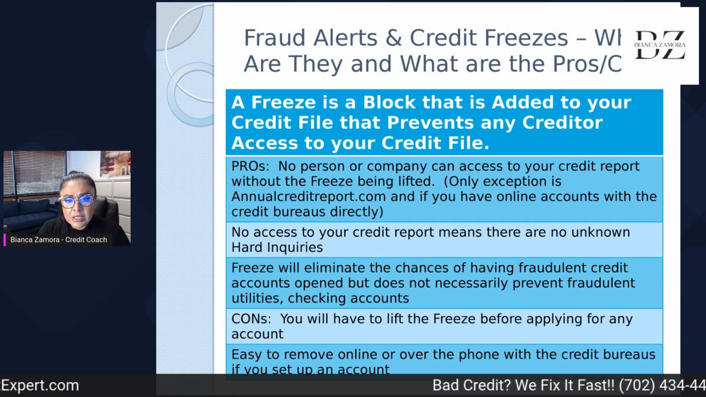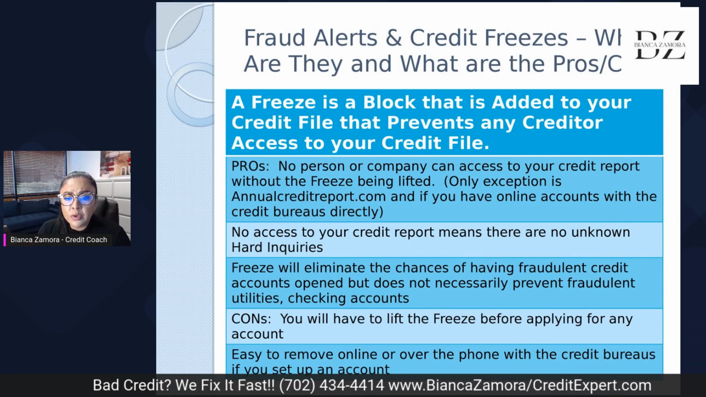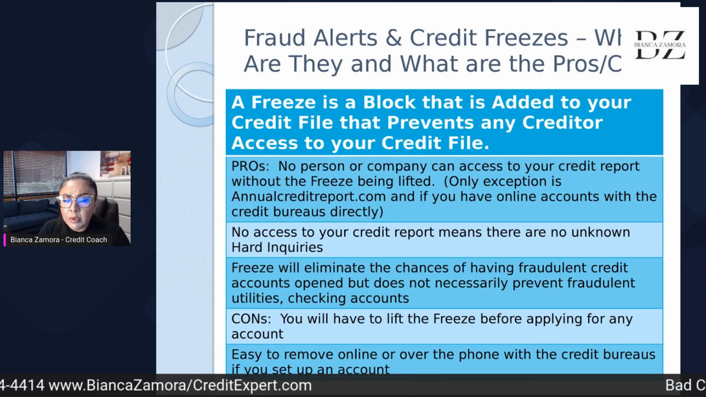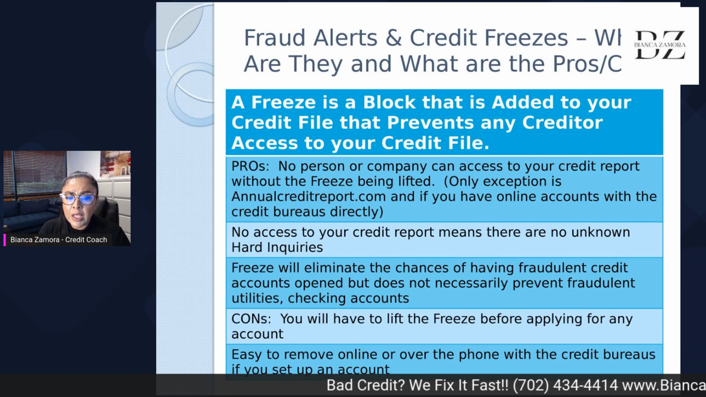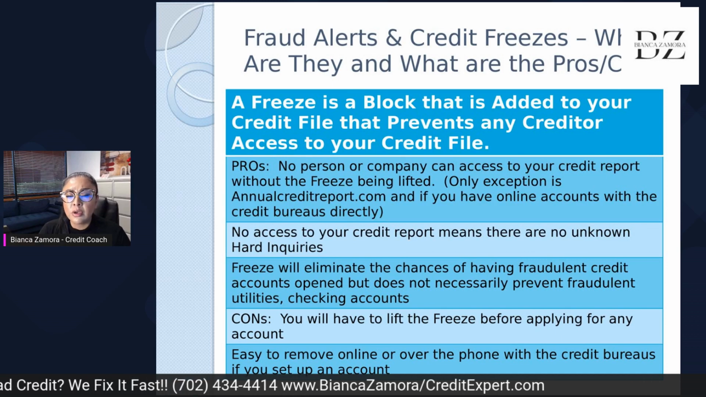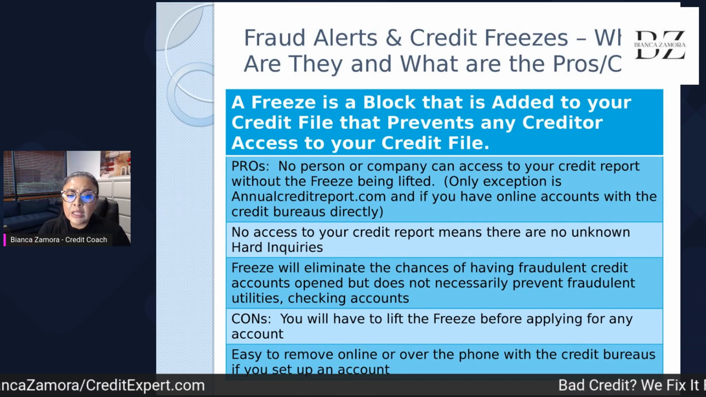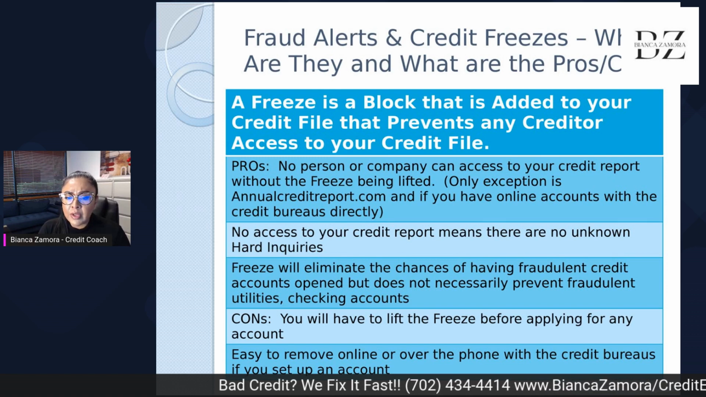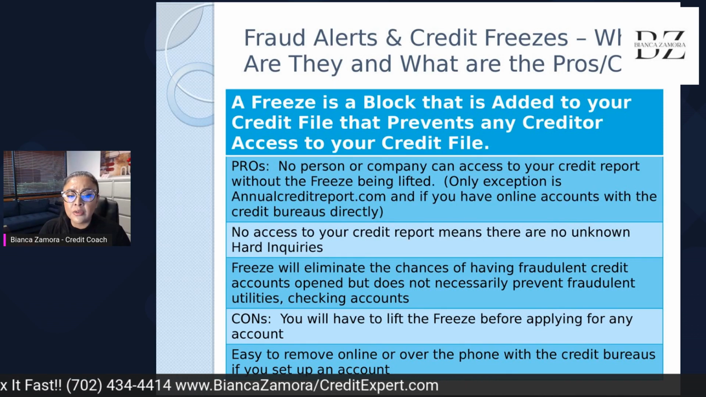A couple of exceptions to this are if you're trying to access your credit report through annualcreditreport.com, and if you have online accounts with the credit bureaus directly. So if you have an account through Experian.com, TransUnion.com, or MyEquifax.com, you should still be able to access that information. No access to your credit report means there are no unknown hard inquiries. So the only hard inquiries that should show up are the ones that you are actually doing yourself. The freeze will eliminate the chances of having fraudulent credit accounts opened, but it doesn't necessarily prevent fraudulent utilities or checking accounts. So sometimes these can still sneak by the freeze, okay?